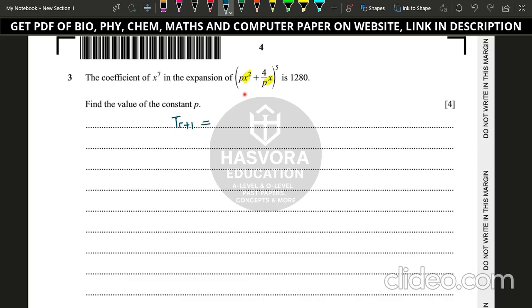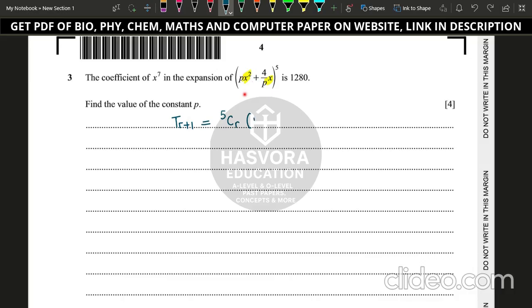which is the term number, and then we have the formula, which is 5Cr into a to the power of n minus r into b to the power r. So what is n? It is 5, C and r. So we do not know r. First of all we're going to figure out what r is, and then we'll find the coefficient. So r, and then a. What is a? A is this term.